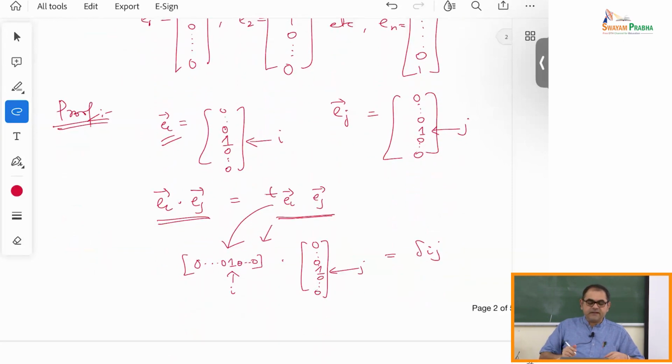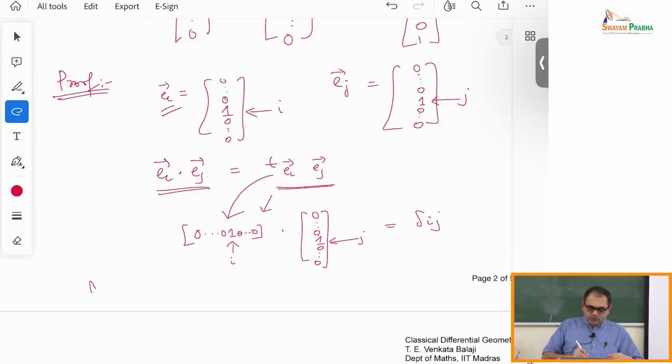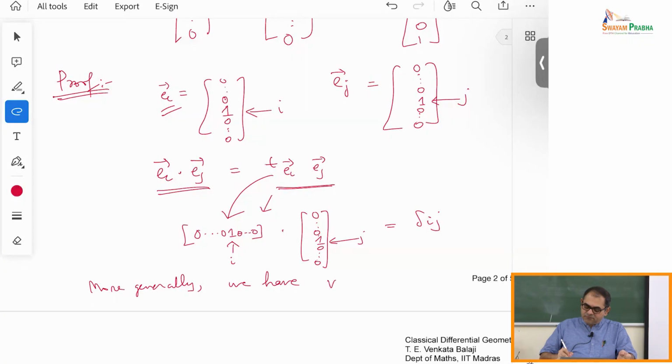More generally, what am I saying? More generally, you can see the dot product of two vectors as matrix multiplication. So more generally we have v1 dot v2 is transpose v1 times v2, as matrices.